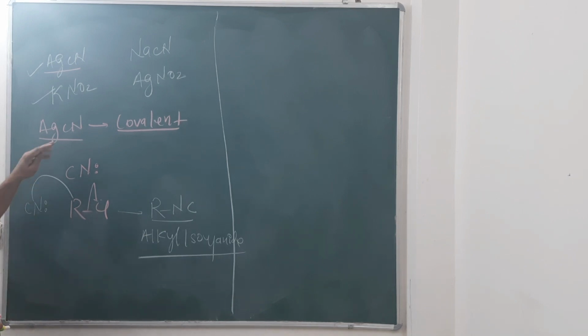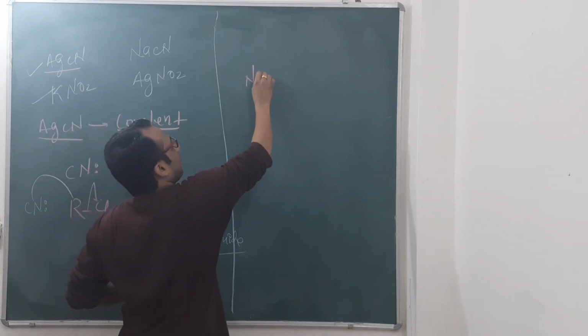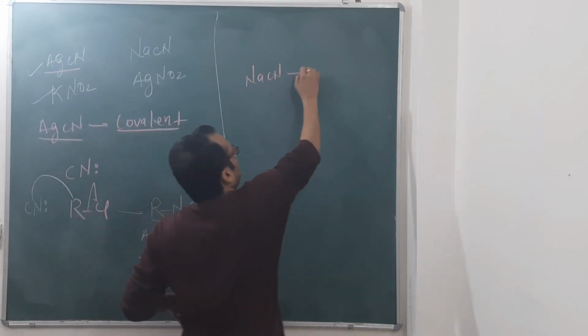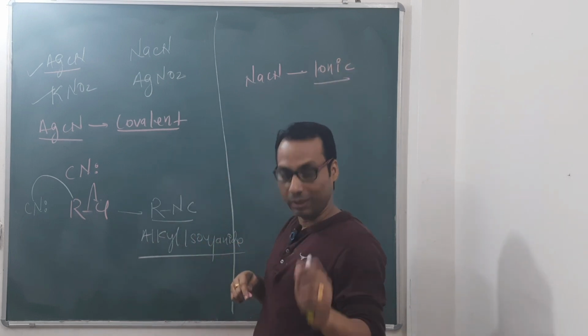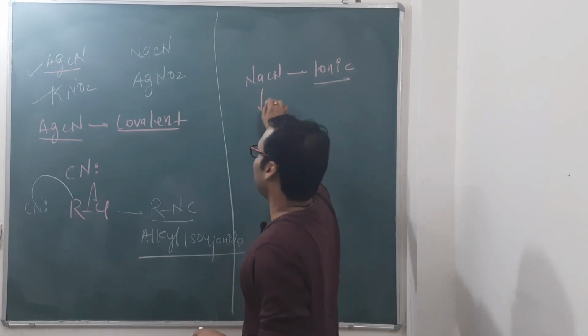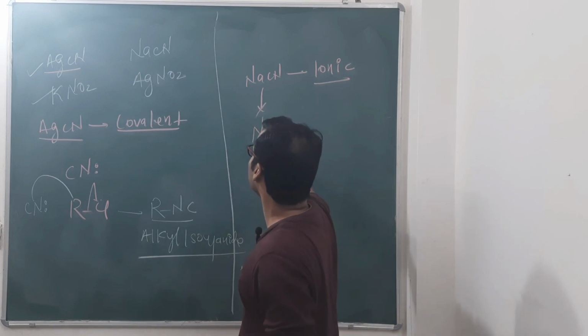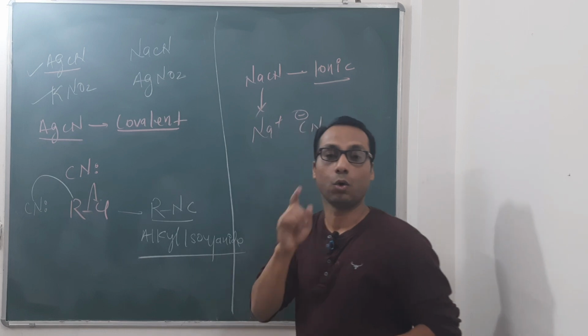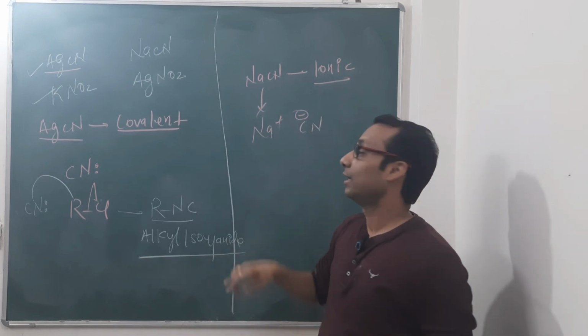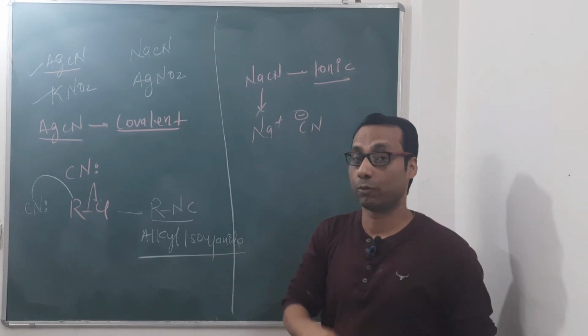Right? Now we talk about NaCN. Students, NaCN is what? Ionic. This is an ionic compound, so it will ionize. And how will it ionize? Na plus and CN negative. You can check here where the negative charge is present. The negative charge is present at the carbon position.